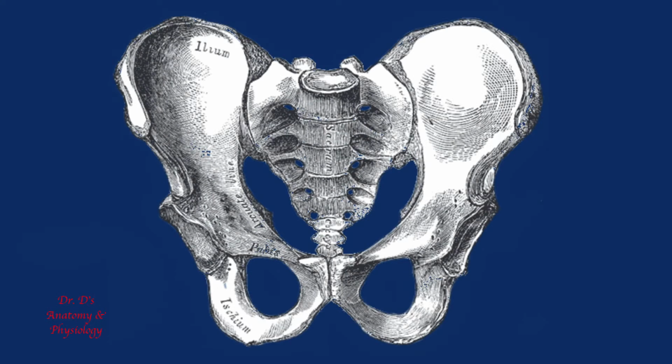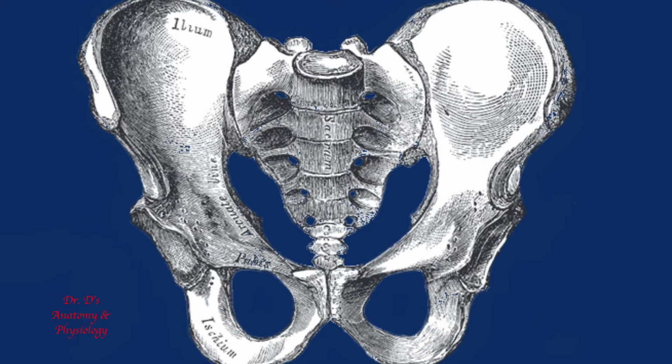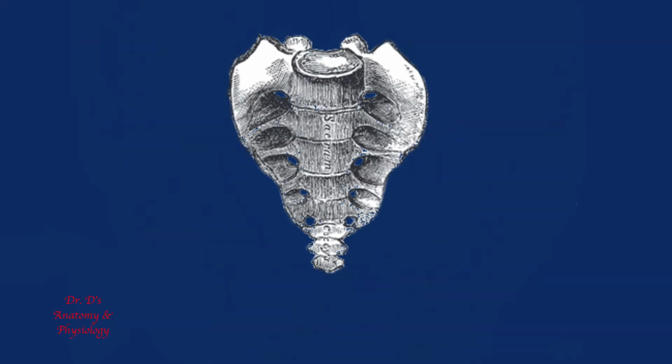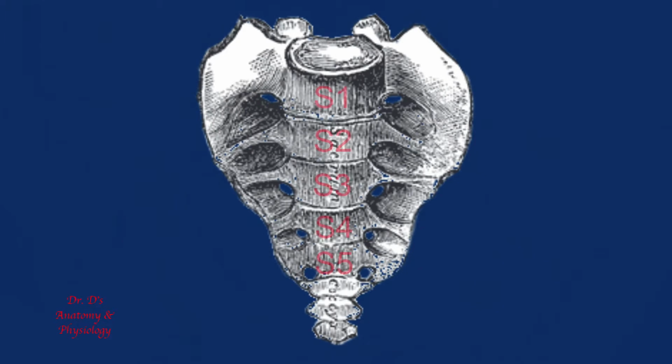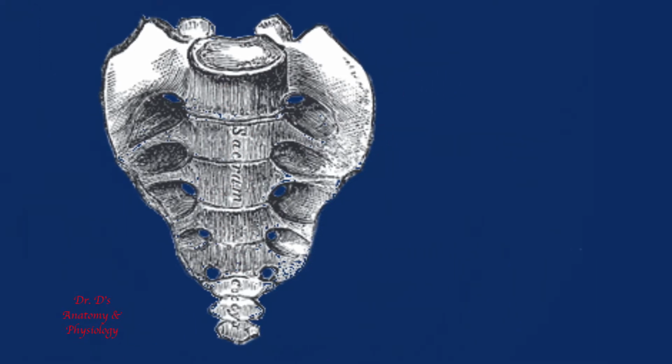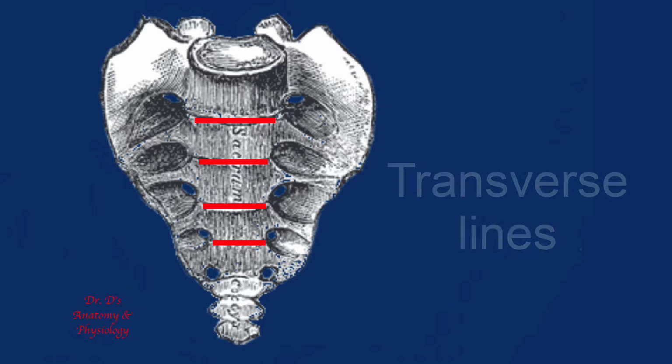If we take a look at this illustration from Gray's Anatomy, which looks like a male pelvis again, and isolate the sacrum again, we can again note that the 5 fused sacral vertebrae form this bone. We can clearly see in this illustration where the bodies of the vertebrae have fused. This is indicated by 4 lines that indicate the places of fusion, and these lines are called transverse lines.